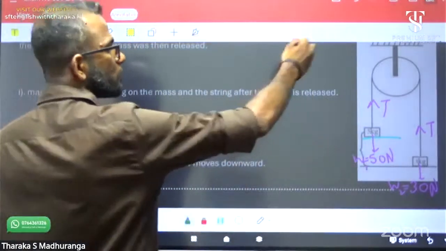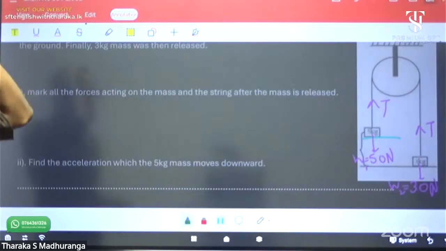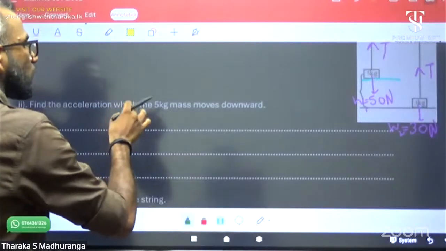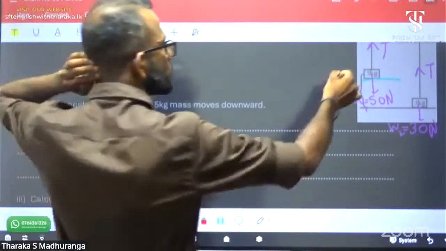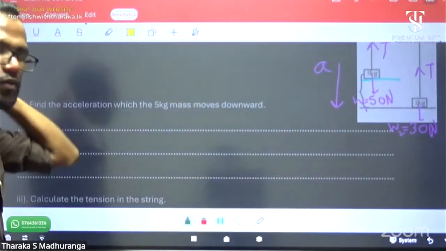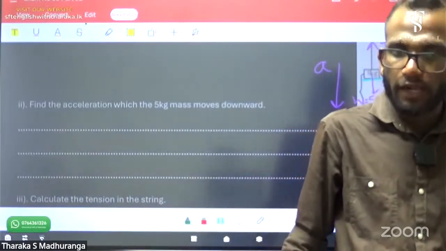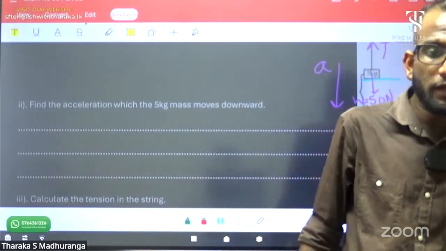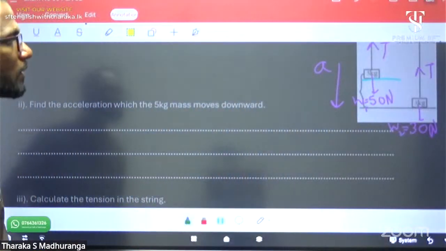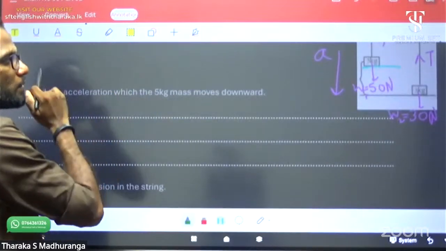Okay, this is a force system. All forces act on this force system, right? Find the acceleration with which the 5 kilogram mass moves towards the ground. If it is accelerating, what is the law? Newton's second law. What is the equation? F equals ma.